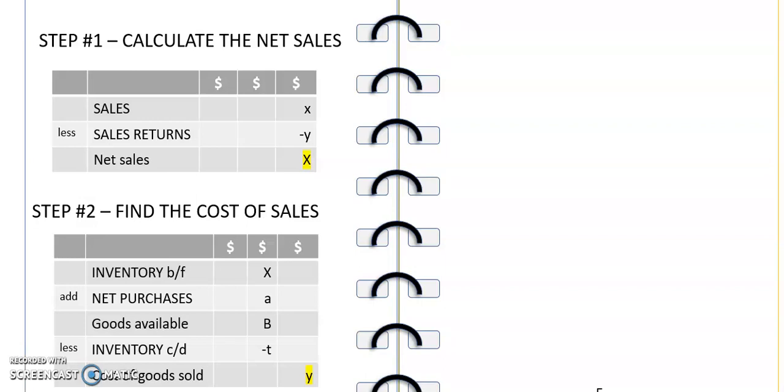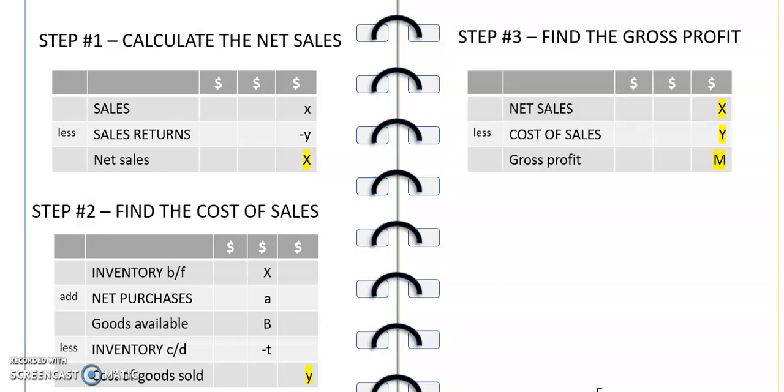So therefore, as I said, inventory plus your net purchases will give you the goods available. And so if you take away from the goods available the inventory that you still have on hand at the end of the day, the inventory carried down, then that would simply tell you the cost of the goods that you sold. All right, so from step 2, we move on to step 3.